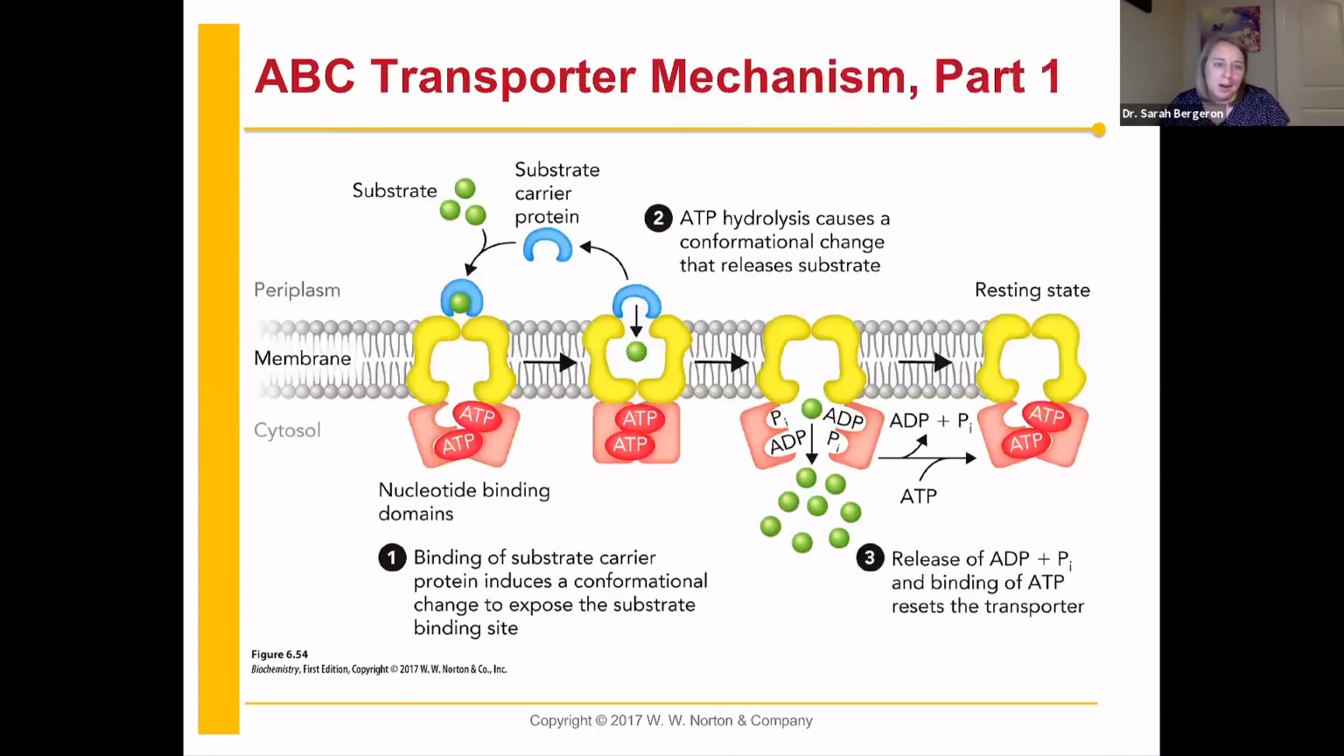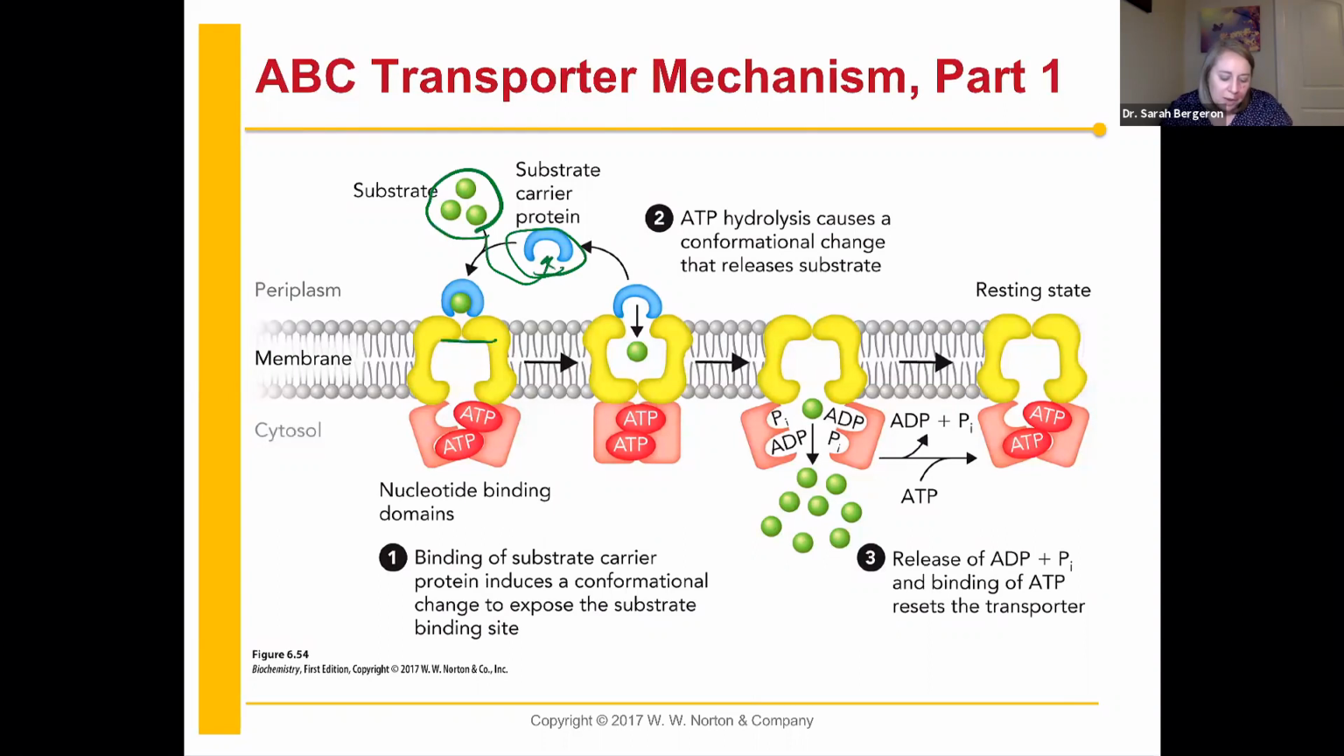All right, so how do they work? It's really a 3-step model. In the first one, we have binding of our substrate to a substrate carrier molecule. So that's our little blue C right there. The substrate is going to get stuck inside of the substrate carrier protein, and the carrier protein is going to bind to the transmembrane domain. So here's the transmembrane domain on the periplasm side. It's not really the outside because this is bacteria, but it's that space between the two membranes.